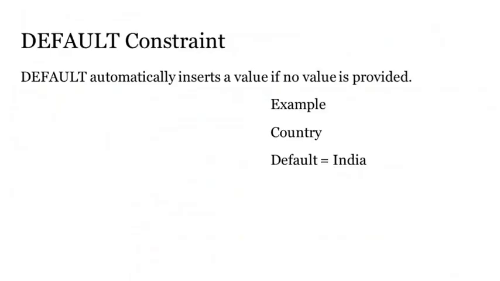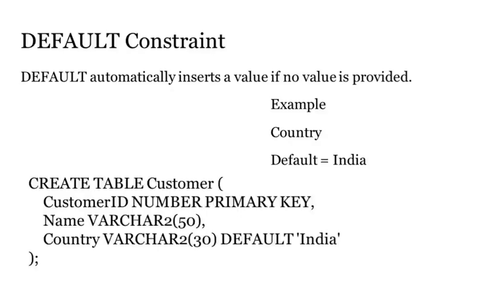Next, the default constraint. This constraint automatically inserts a value if no value is provided. For example, for country, if we do not provide any value, then the default value will be India. This is the example of the customer table here. We are using customer ID, which is the primary key, name, and then the country field. If the customer does not enter any value, then the default value will be India with the help of this default constraint.